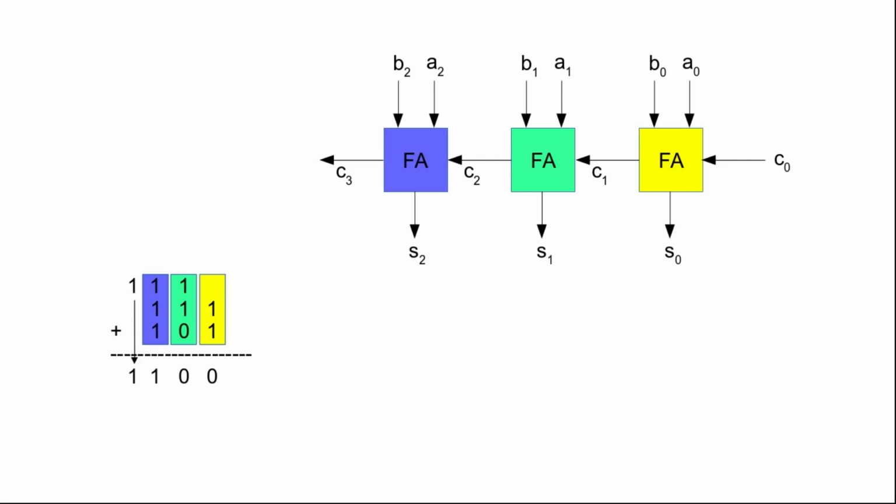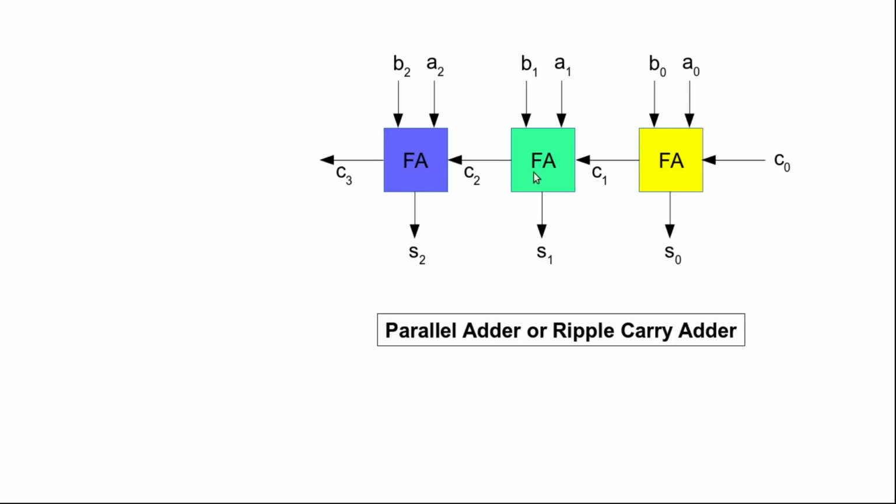So inputs to the first full adder are A0, B0 along with 0. C0 should be equal to 0. The second full adder inputs are A1, B1 and whatever is the carry out from the first stage. And for the third full adder, the inputs are A2 and B2 and whatever is the carry out from the second stage. And this logic circuit is called a parallel adder or a ripple carry adder.